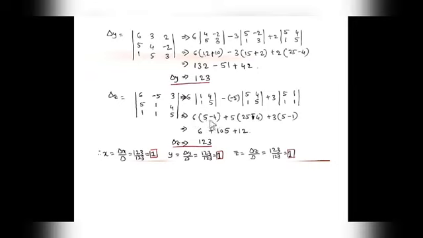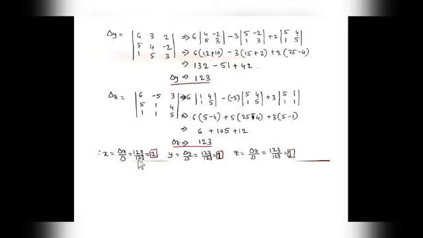6 into 5 minus 4 is 1, 1 6 are 6. 25 minus 4 is 21, 21 5s are 105. 5 minus 1 is 4, 4 3s are 12. If I solve this, I'll get 123. We know that to find the value of x, we have to take delta x upon delta, that is, delta value is 123 and delta x value is 123. 123 upon 123 is 1.